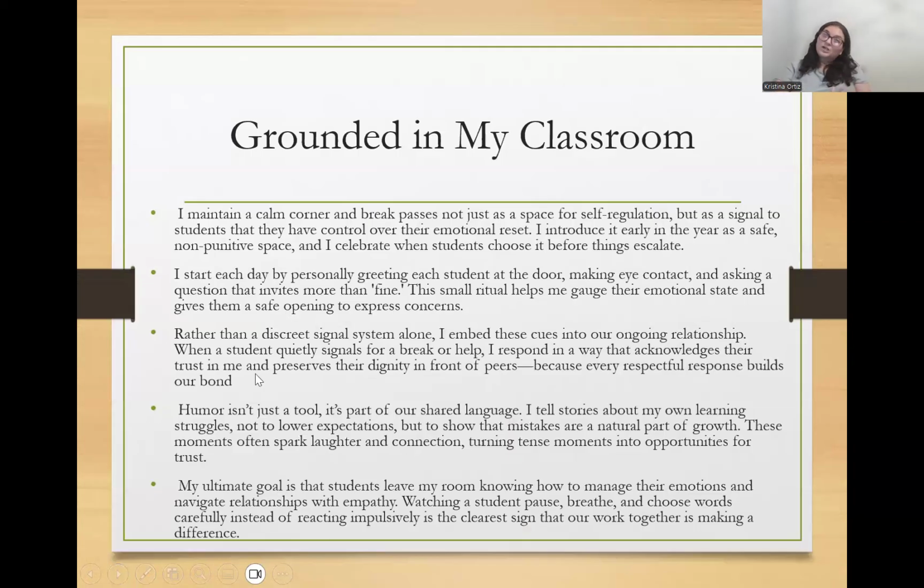Okay, so I just want to talk a little bit about my classroom. I maintain a calm corner and break passes not just as a space for self-regulation, but as a signal to students that they have control over their emotional reset. I do so early in the year as a safe, non-punitive space, and I celebrate when students choose it before things escalate. I start each day by personally greeting each student at the door, making eye contact and asking a question that invites more than "fine." This small ritual helps me gauge their emotional state and gives them a safe opening to express concerns.